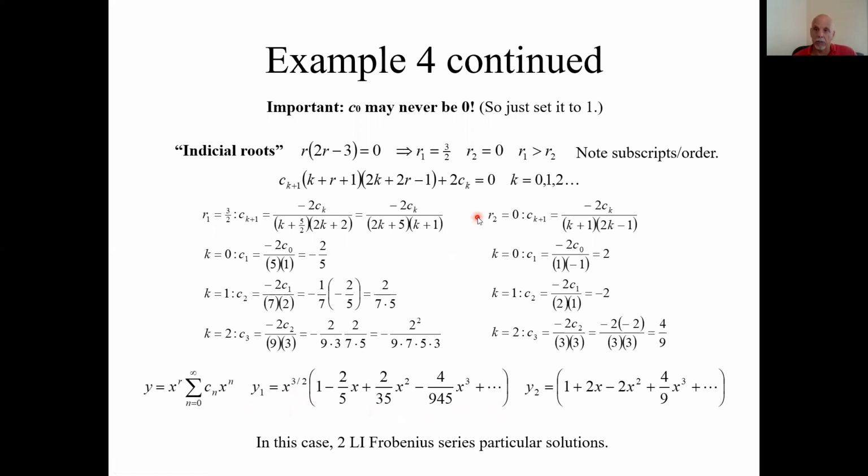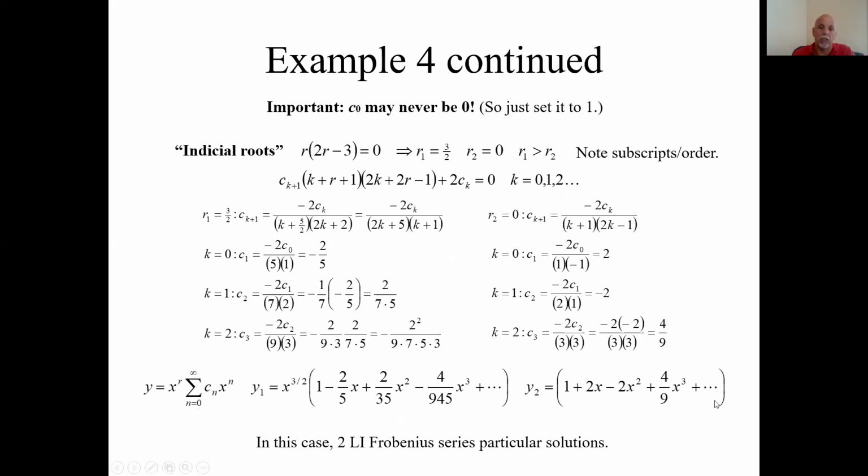Then we can try it with the other indicial root, and that was 0, which gives us this recursive relationship. Calculate the first 3 terms again. And in this case, x to the r is x to the 0, which is just 1. So this second particular solution is a Frobenius series that happens to be a power series. Again, c sub 0 is 1. And in this case, c sub 1 is 2, c sub 2 is -2, etc. There's the second particular solution.